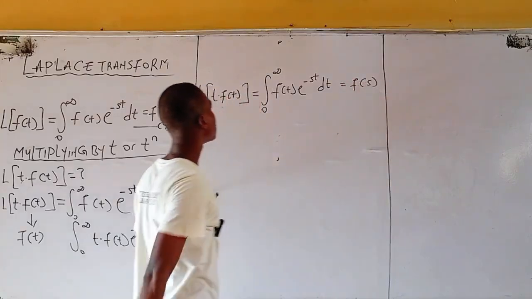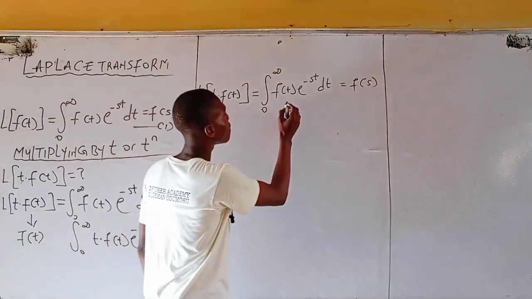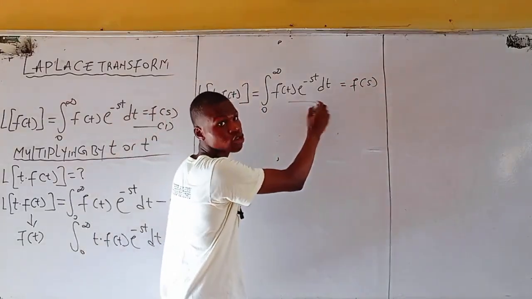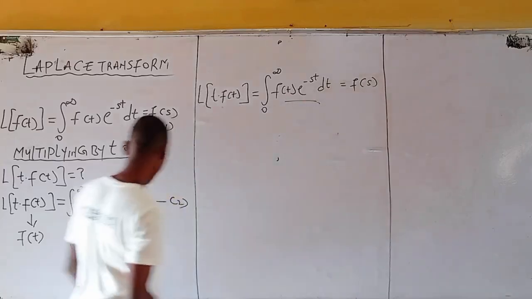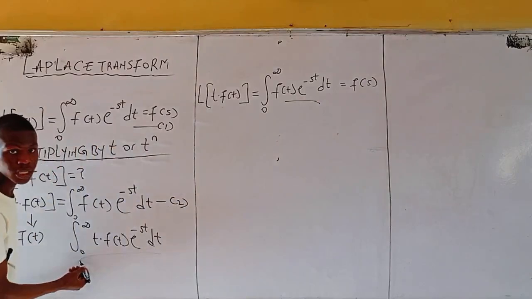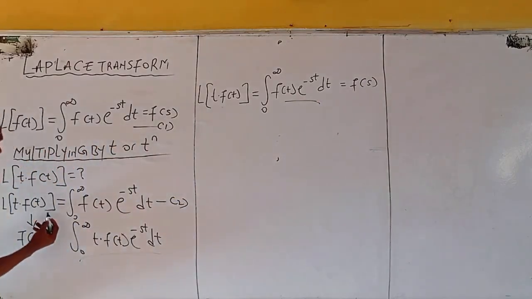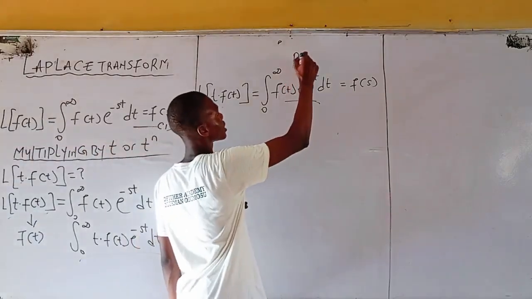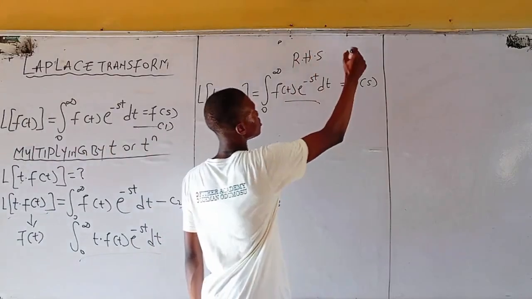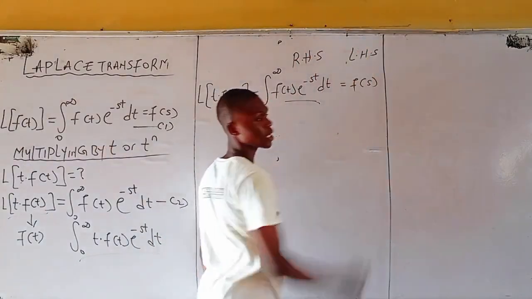F of x. Now you already understood what I'll be doing here. I want to manipulate this, or reduce this, so as to get this integral function, which is the expected integral function for this Laplace transform. Say this is the right hand side, say this is the left hand side.